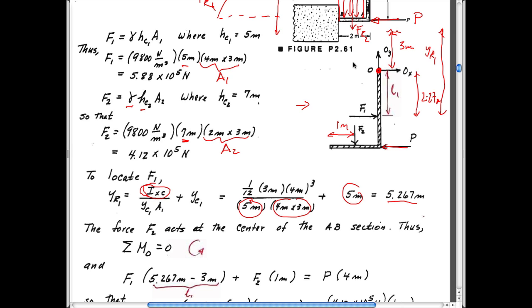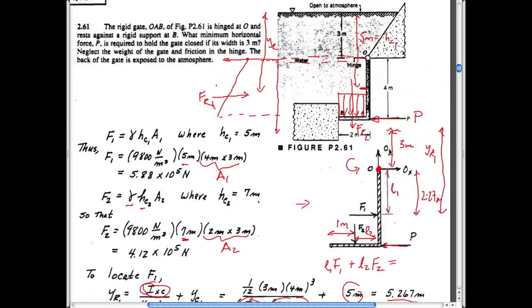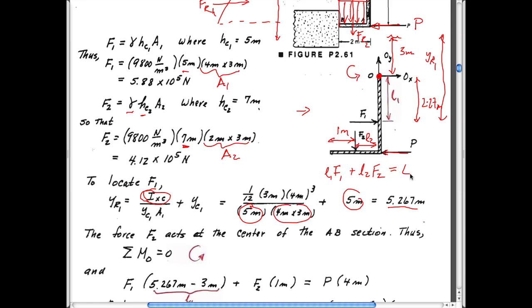So if you take them counterclockwise, anti-clockwise, L1 F1 plus L2 F2, we know L2 is equal to 1 meter, has to be equal to, what's this height? It's 4 meters, is it? Times P. P is a force, uppercase P.